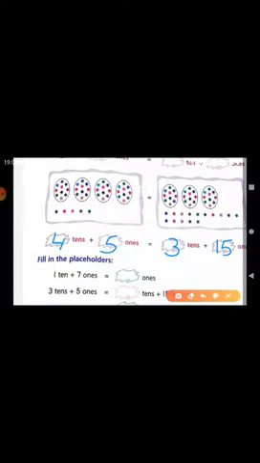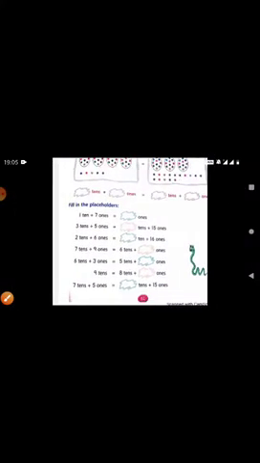You can see the numbers 1, 2, 3, up to 15. So when we borrow 1 ten from here, this 1 ten is regrouped with 5 ones. So this becomes 3 tens plus 15 ones. Now next is fill in the placeholders. 1 ten plus 7 ones is equal to how many ones? You can write 1 ten as 10 ones also. Okay. So 1 ten plus 7 ones is equal to 17 ones.